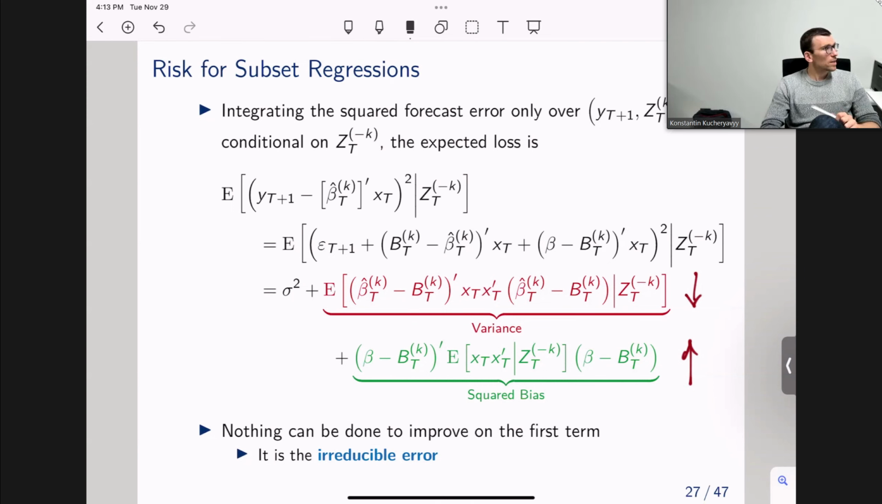Another reason for this is that you're dealing with a finite sample. And in a finite sample, you introduce errors, finite sample biases, and you have errors in your estimates because of the finiteness of the sample. And then by shrinking your estimates or excluding some of the regressors, you can deal with that error.